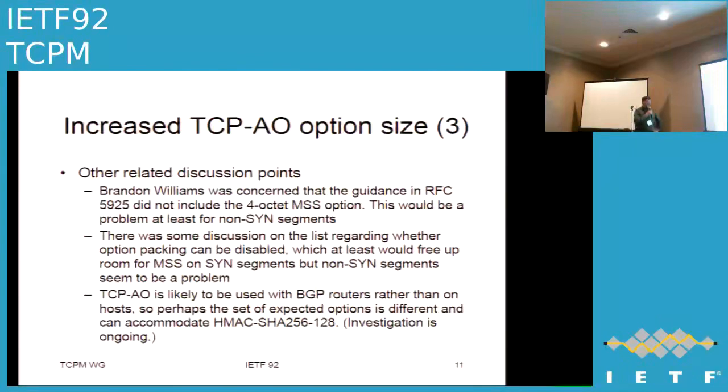And maybe the packing can be disabled. That was also discussed. One thing, we did do a little bit of analysis. I said investigation is ongoing here, but we did a little bit. We looked at 3 BGP implementations on routers, just as a point of reference. And all of those 3 use different sets of options. However, if we add the 40 octets for this particular algorithm, they're all at 40 or under. So it's merely a data point. I understand that this is also important for host implementations, but it is primarily intended for router stacks.